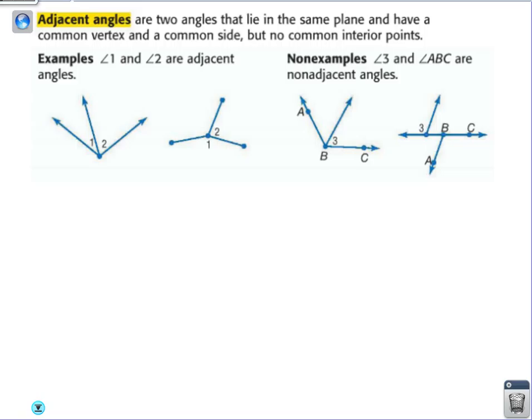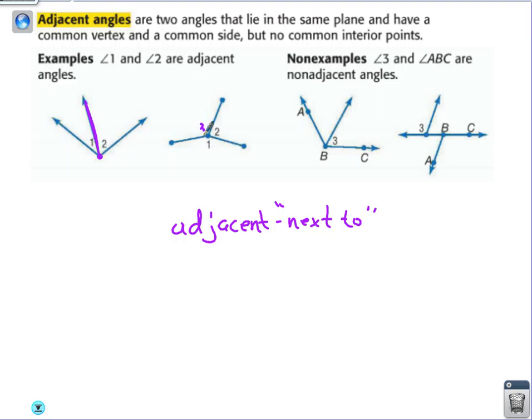First off, let's talk about what adjacent angles mean. We use this word adjacent a lot in geometry. Adjacent pretty much simply means next to. So if two angles are adjacent to each other, they're pretty much next to each other. Now they do have to share a common vertex. Here angles 1 and 2 are adjacent, and they also have a common ray in the middle. So these two angles are adjacent.